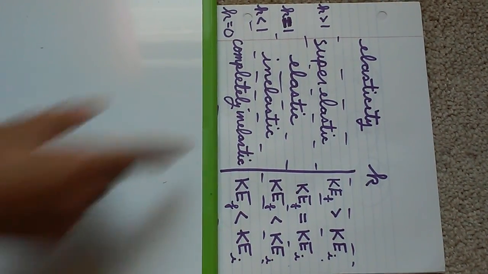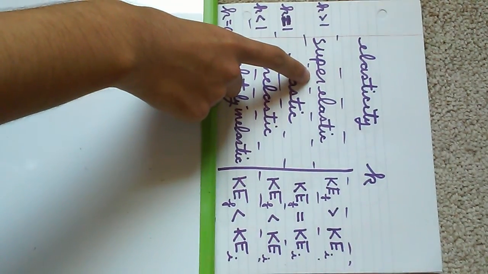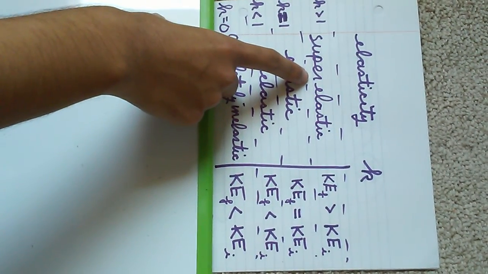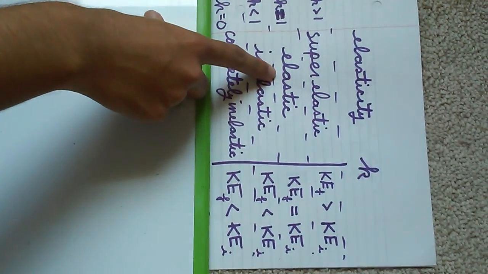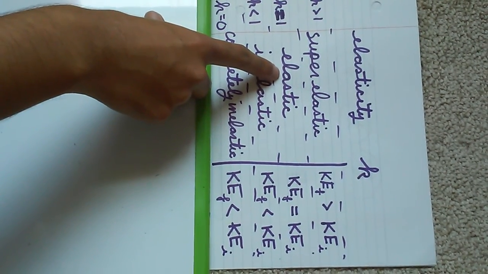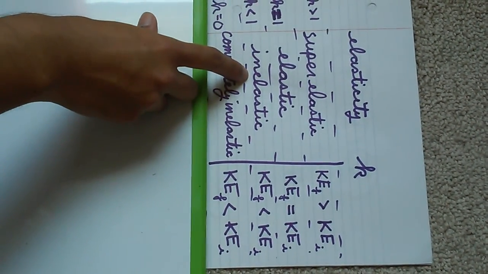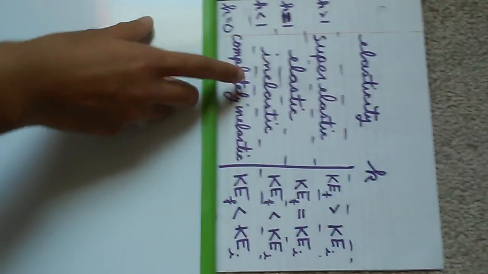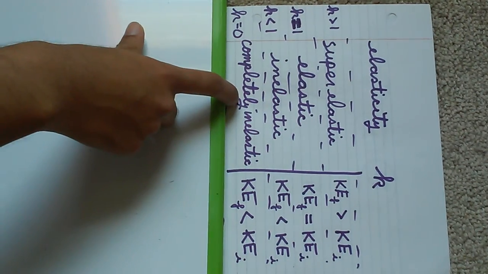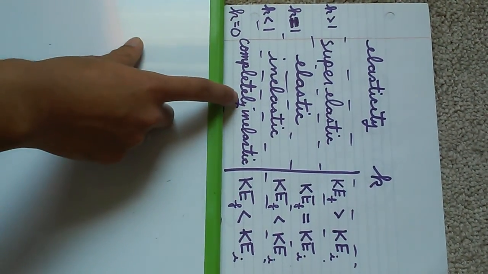First, we have superelastic, where objects bounce off. Elastic, where they repel as equally as they struck. Inelastic, where they stick together, but they can still be separated. And completely inelastic, where they are stuck together.